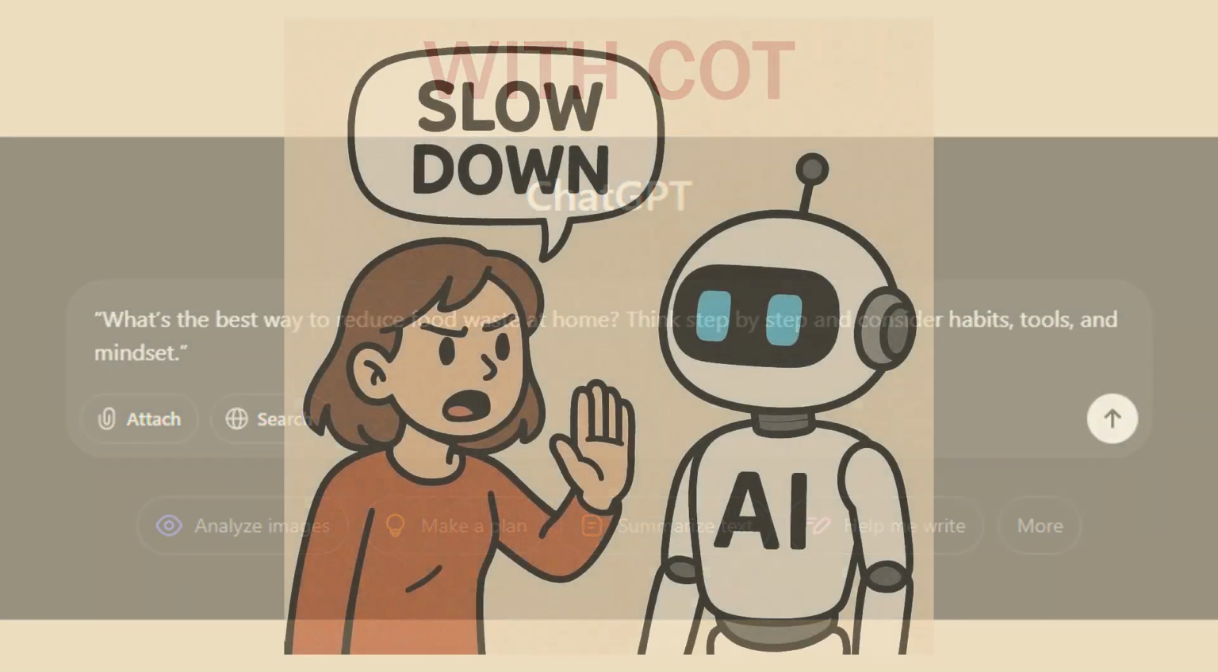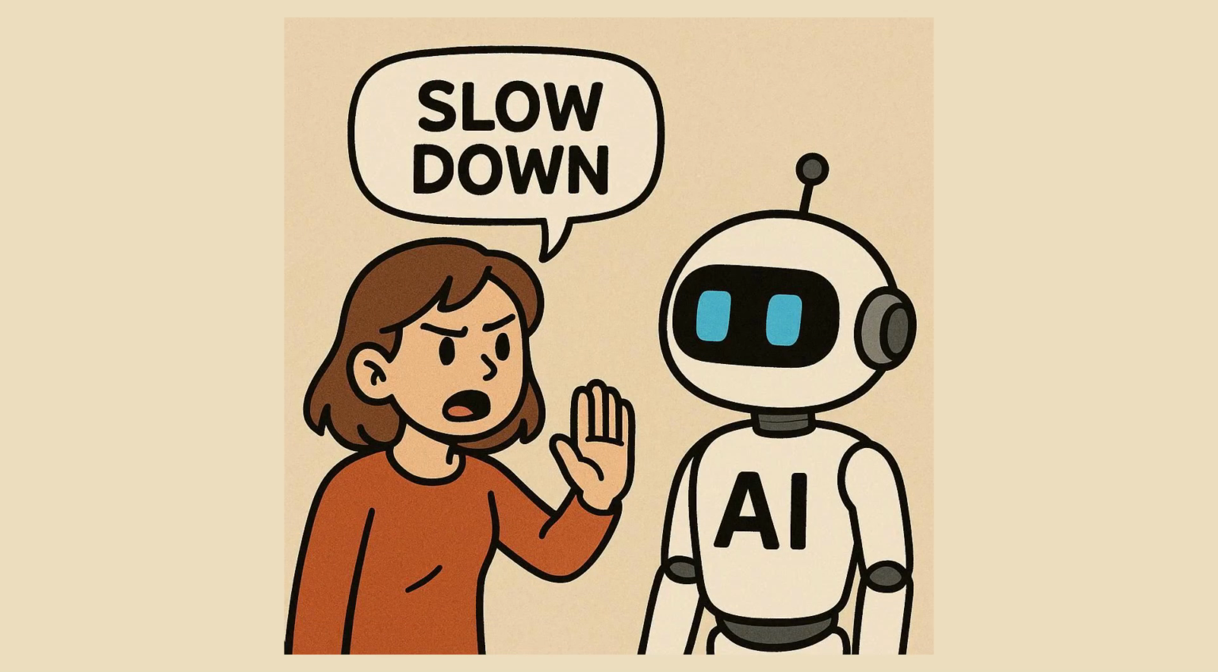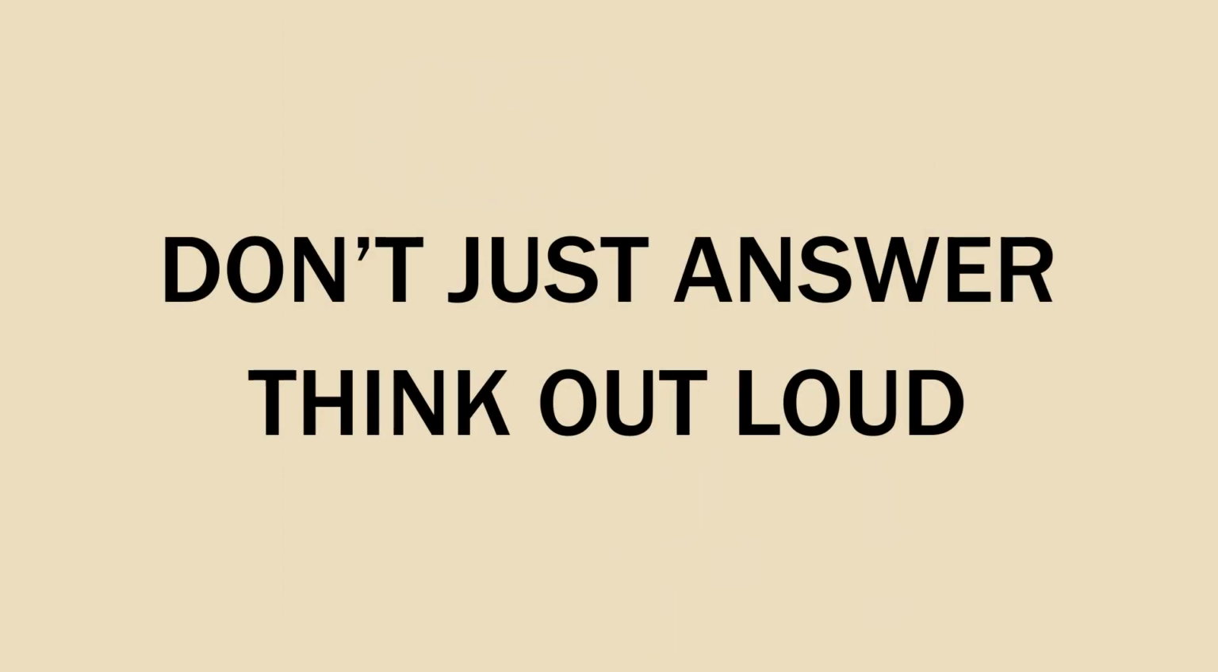Chain of thought prompting gives you better answers by asking the model to slow down and explain. In short, don't just answer, think out loud. This technique builds trust, clarity, and more accurate results.